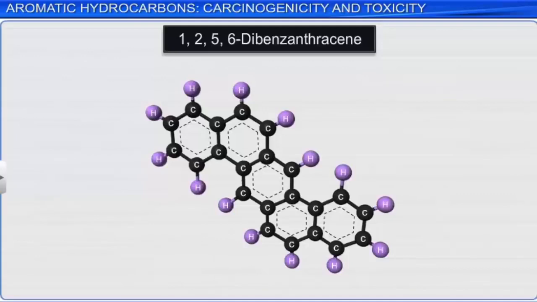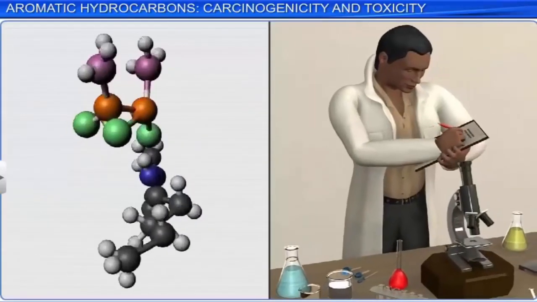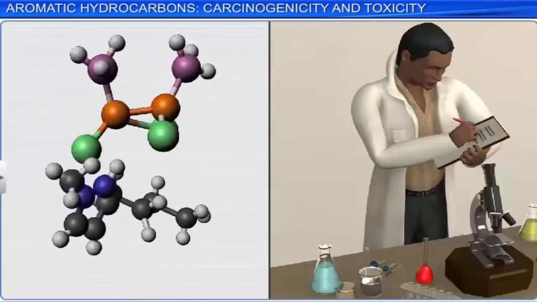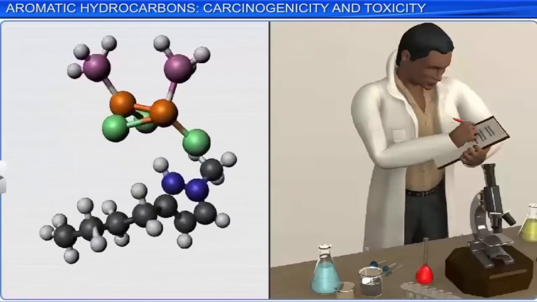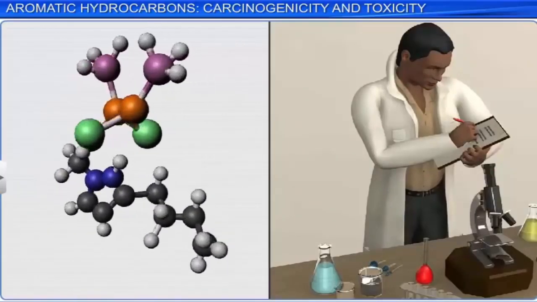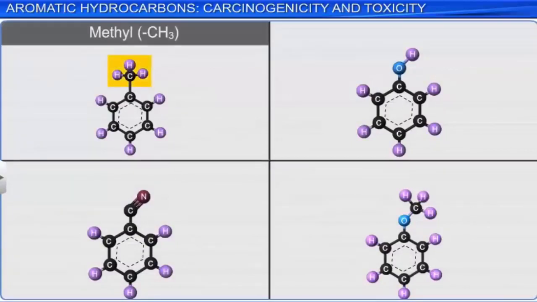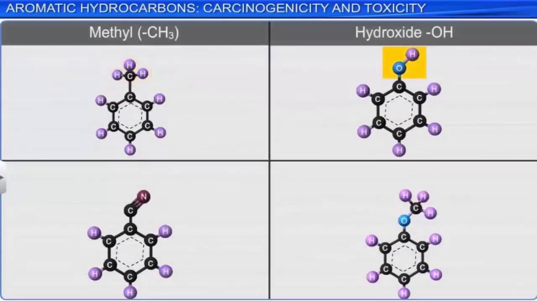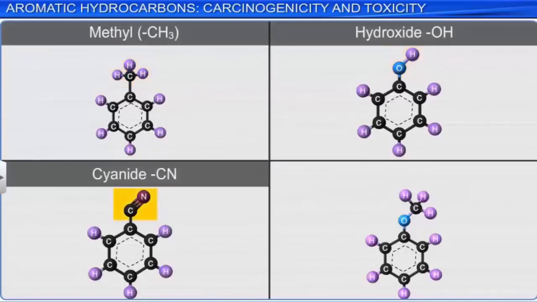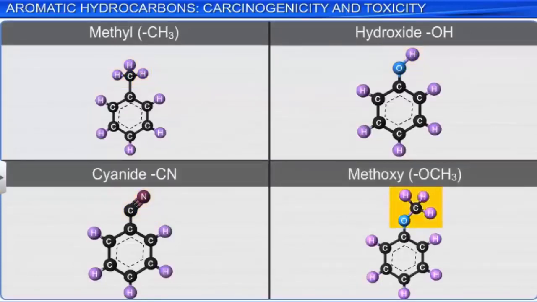There is no general method by which we can predict as to which polynuclear hydrocarbons will be carcinogenic. However, it is found that the number and position of certain groups such as methyl, hydroxyl, cyanide, and methoxy in these compounds give rise to carcinogenic tendencies.